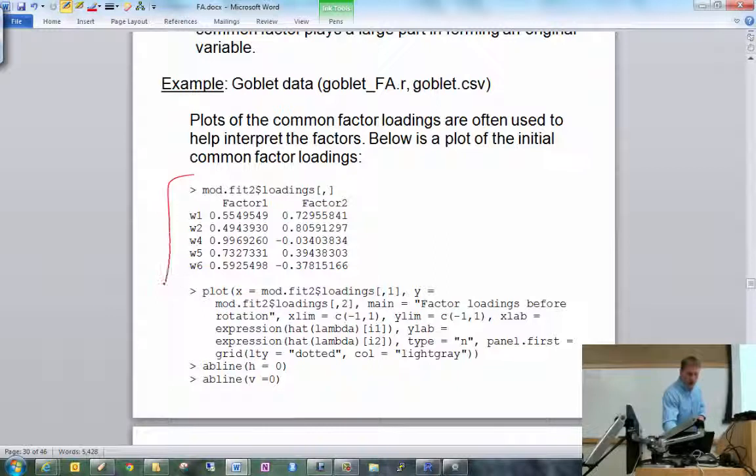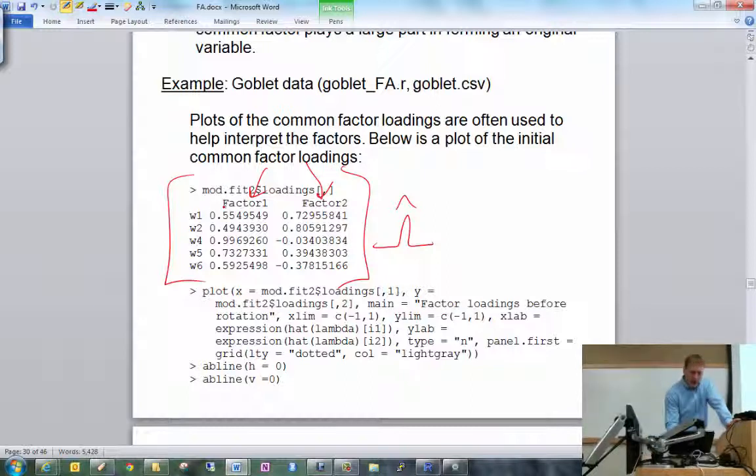So with our estimated factor analysis model, we have this for our lambda hat matrix. Okay? And what I'm going to do is graph this lambda hat matrix in a particular way, where I'm going to put the corresponding lambda hats for factor 1 on the x-axis. I'm going to put the corresponding lambda hats for factor 2 on the y-axis.